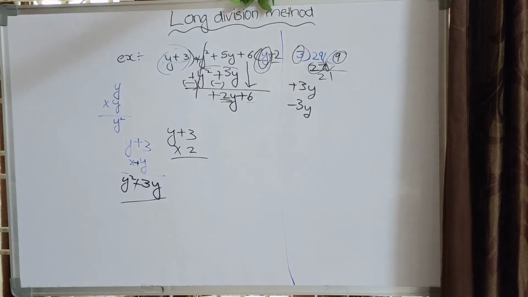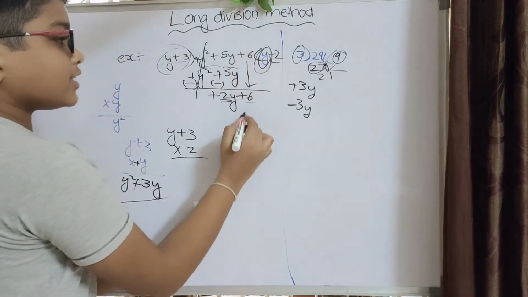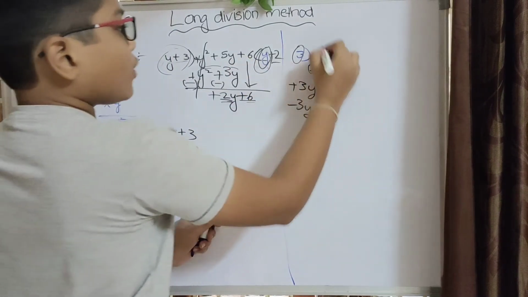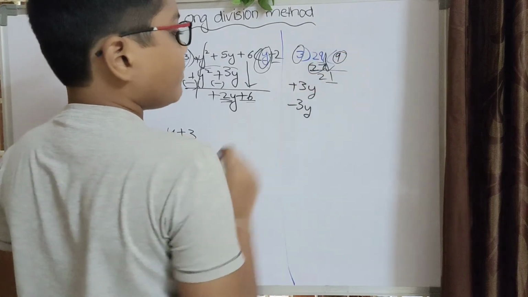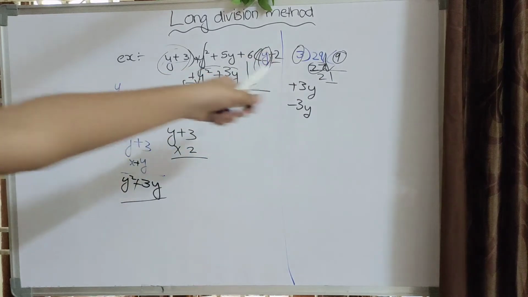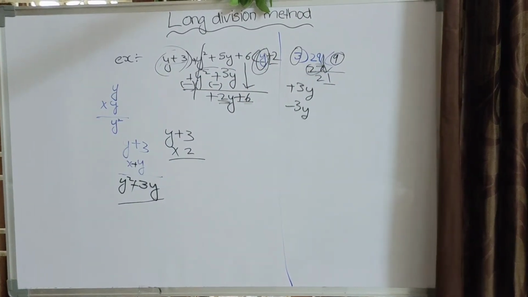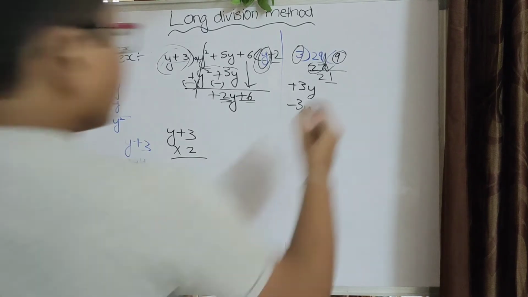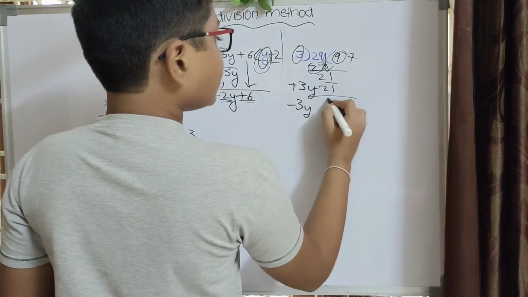Now did you understand? Yes. Now here 1 will come here. Here plus 6 is there, so here also plus 6. Here only 1 is there, so here 1. Okay. Now here to cancel 25, what we have to write here? 3 sevens are 21. Now here minus 0.